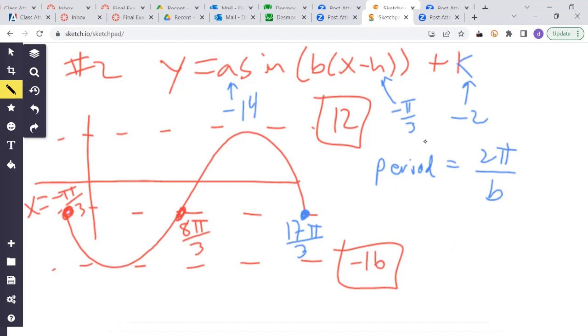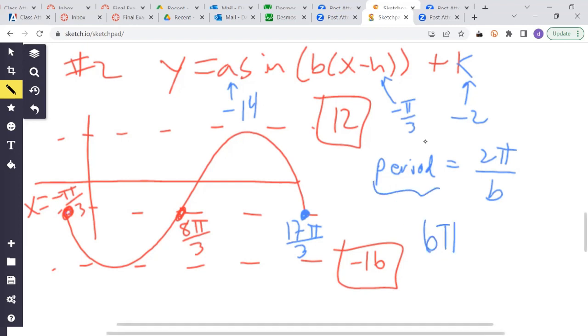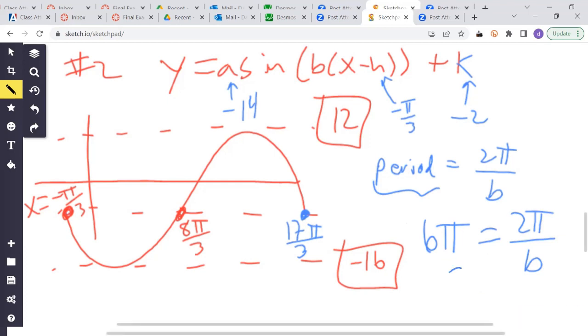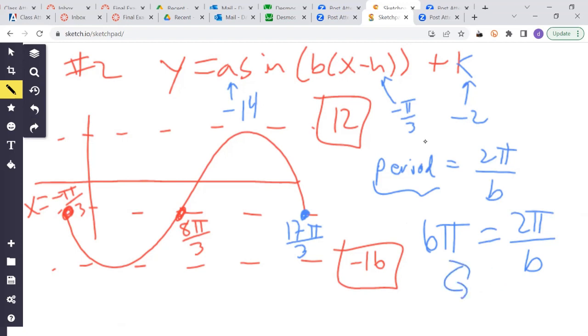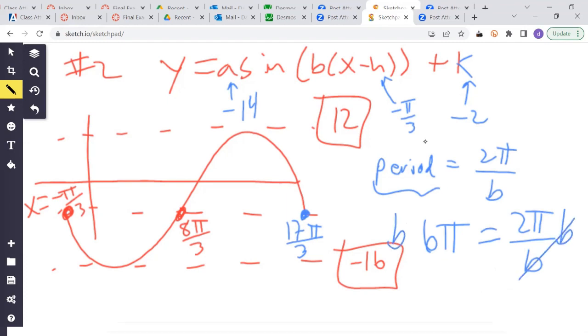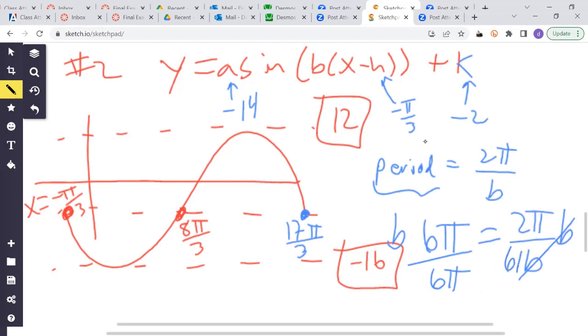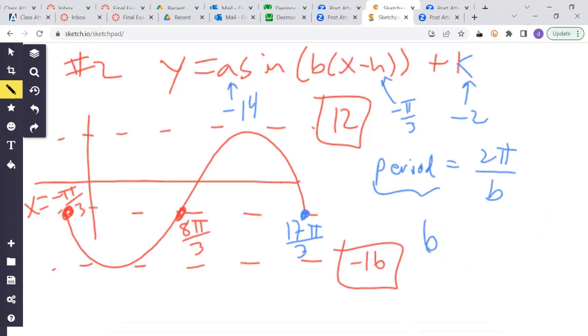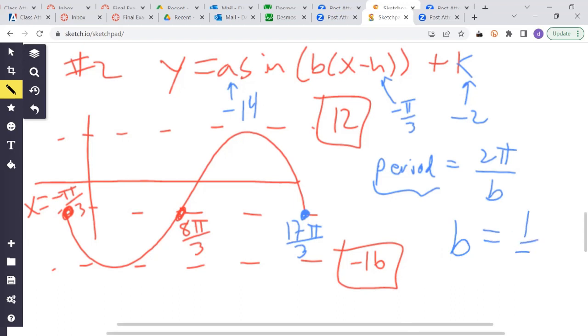We have a period here, so that's 6 pi equals 2 pi over b. You have to solve for b. So what you can do is take both sides of this equation, and you can flip both sides if you want to, like we did in class. Or another option is multiply both sides by b. These will cancel. Then divide by 6 pi. These will cancel. These will cancel. The 2/6 reduces to 1/3. However you want to do it, folks, you get back the fact that b is 1/3.